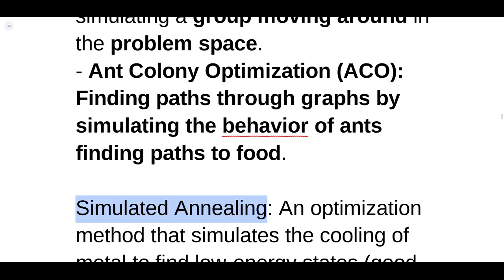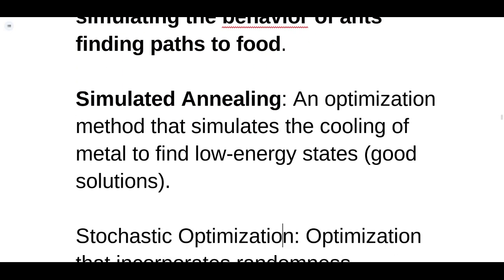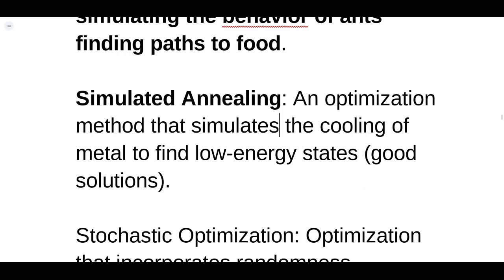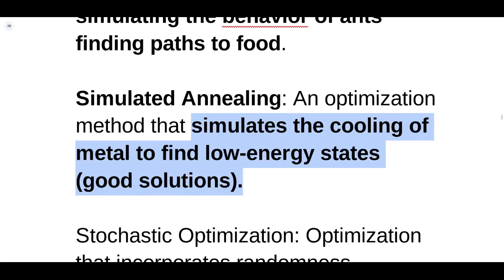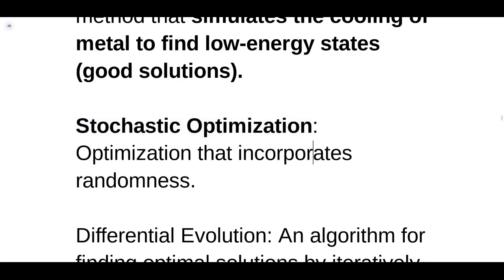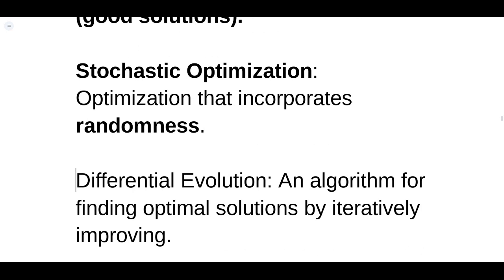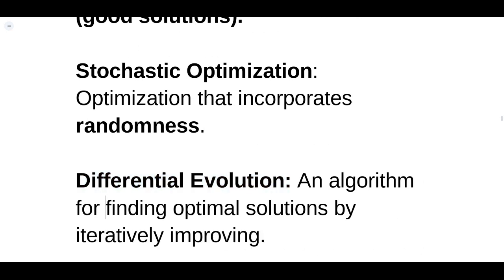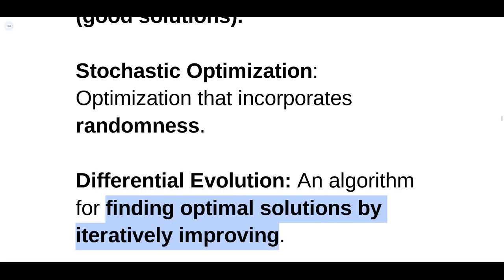Then simulated annealing, an optimization method that simulates the cooling of metal to find low energy states, good solutions. Stochastic optimization, optimization that incorporates randomness. Then differential evolution, an algorithm for finding optimal solutions by iteratively improving.